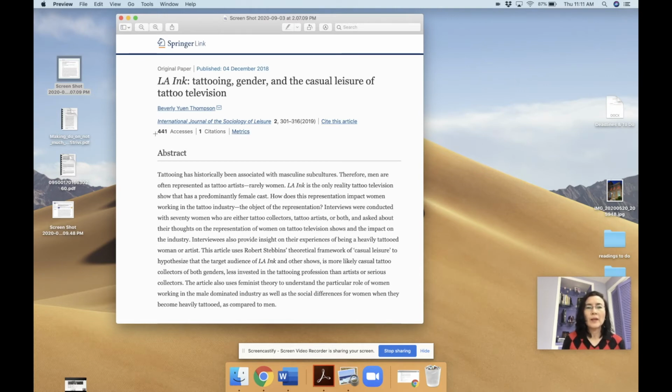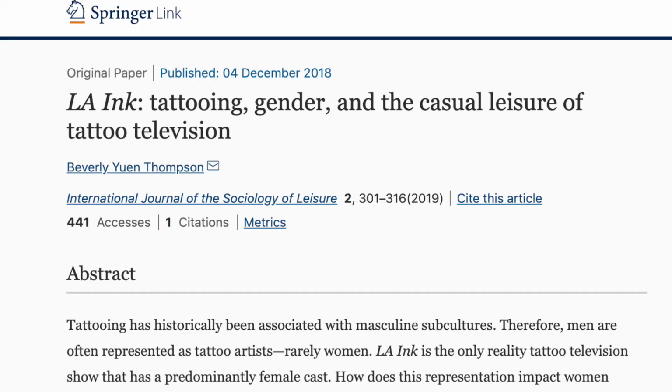And so here's an abstract on an article I wrote about the television show LA Ink. You see in this abstract, I open with a general statement about the social issue I'm addressing in this article: that overall, tattooing has been associated with masculine subcultures, and so therefore men are often represented as tattoo artists. But this television show that I'm featuring, LA Ink, is a reality television show that features a predominantly female cast, and so that's the most significant.